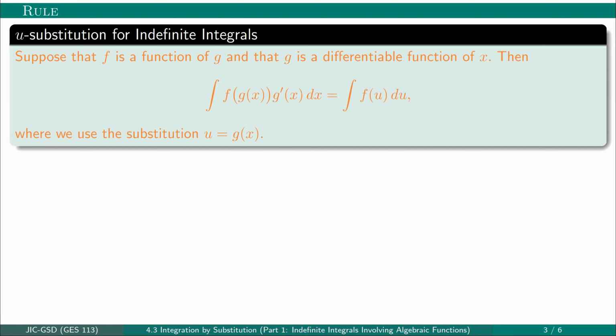The main rule that we are going to use is if you have an integral of f of g of x multiplied by g prime of x dx, then this will be written as integral of f of u du using the substitution u equal to g of x. That means we just have to replace the g inside to be another function u, and we have to replace g prime dx by du.